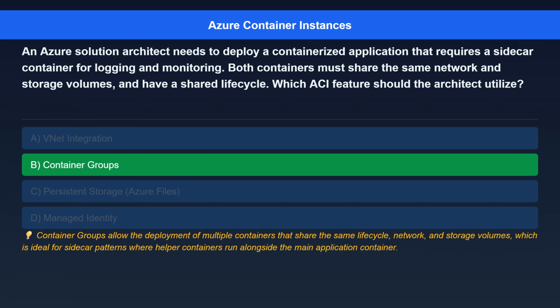The correct answer is container groups. Here's the explanation. Container groups allow the deployment of multiple containers that share the same lifecycle, network, and storage volumes, which is ideal for sidecar patterns where helper containers run alongside the main application container.